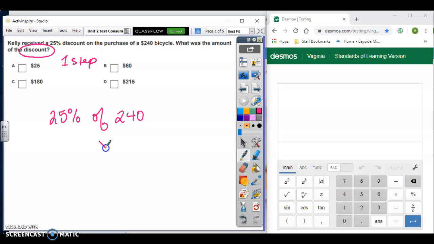So we should know that of means to multiply. So we're going to type this into our calculator. So we have 25%, and it gives us the word of 240, and the answer is 60. So the discount is $60.